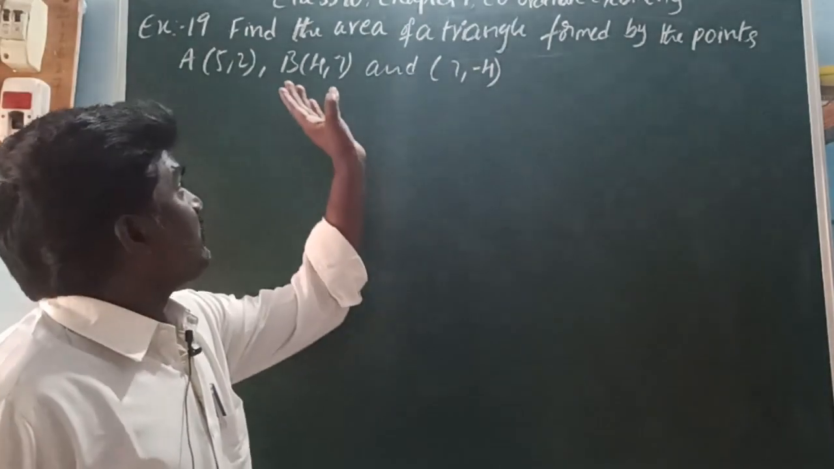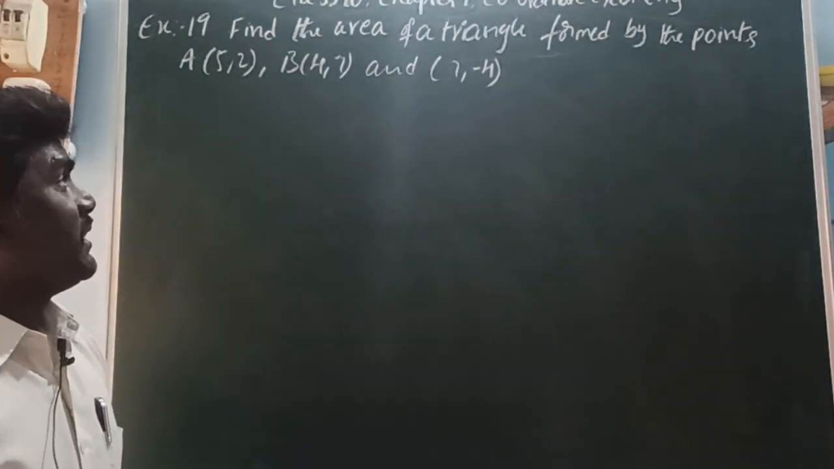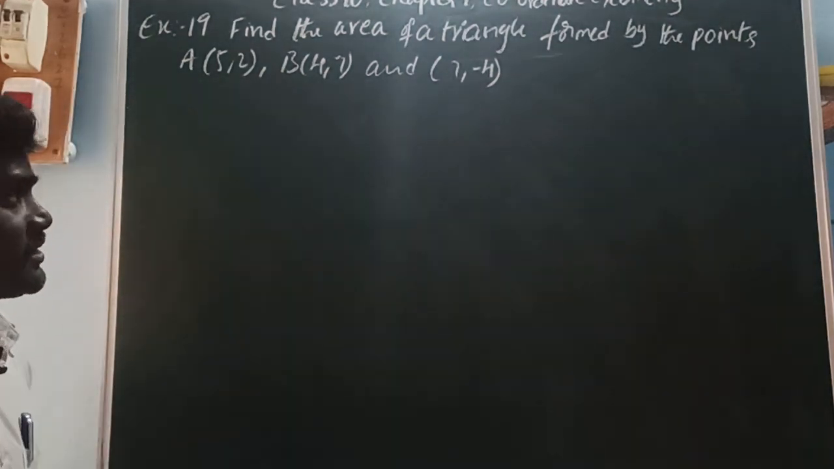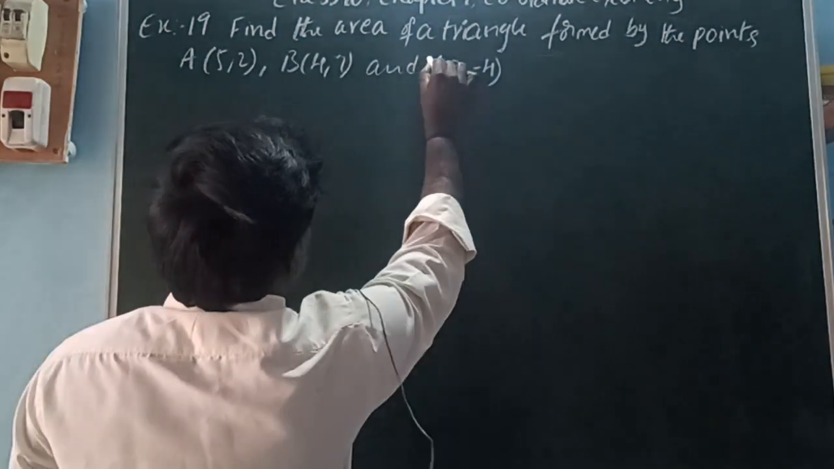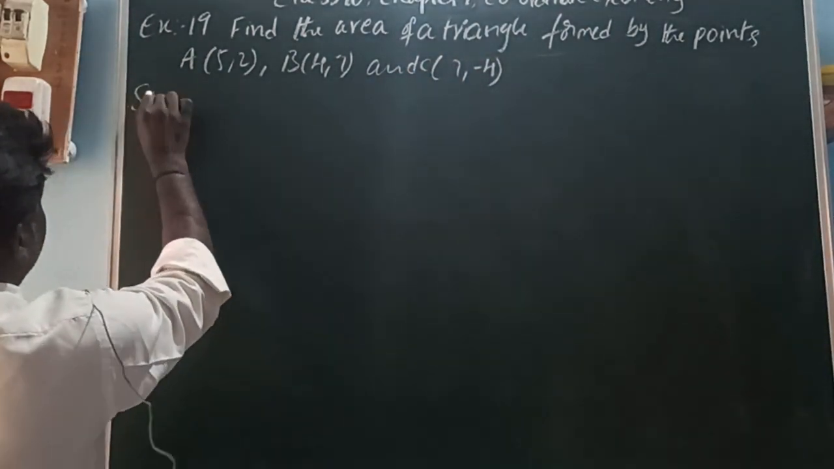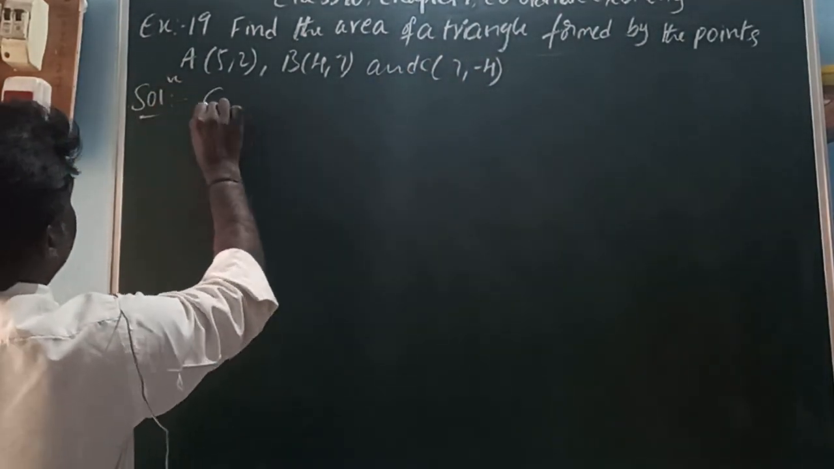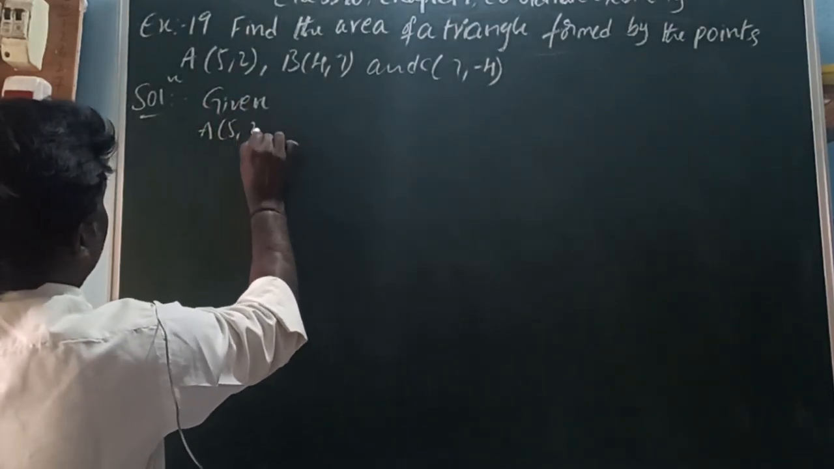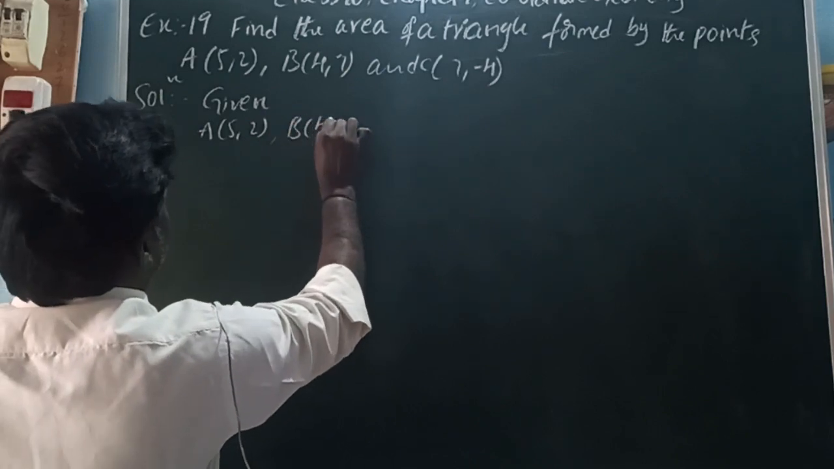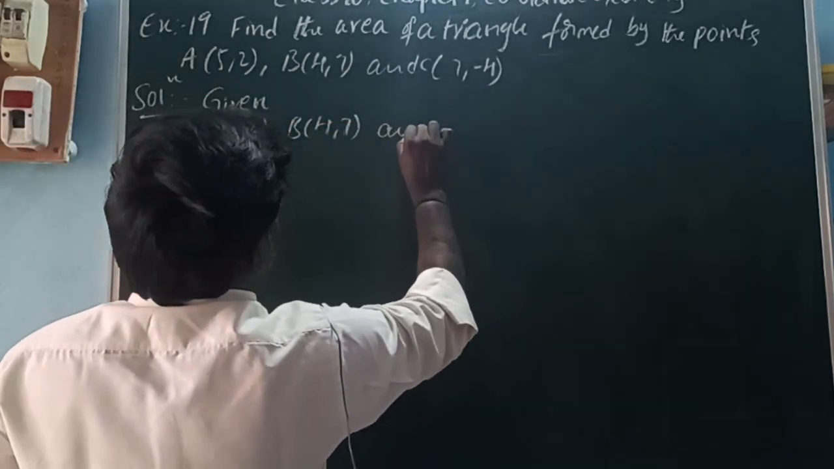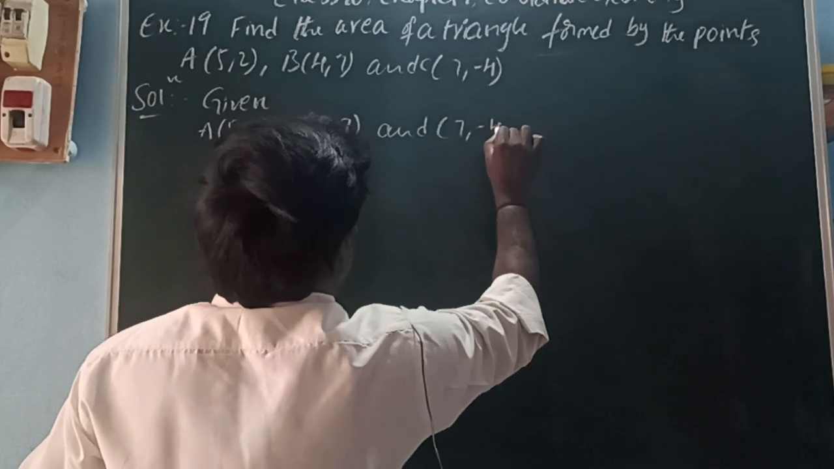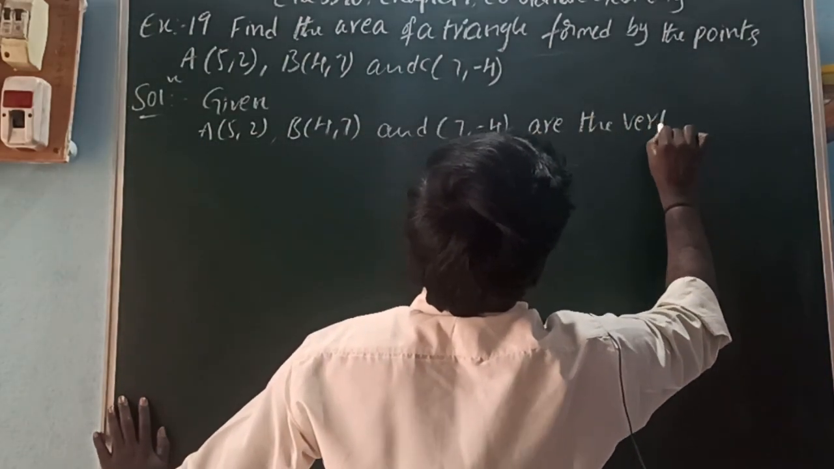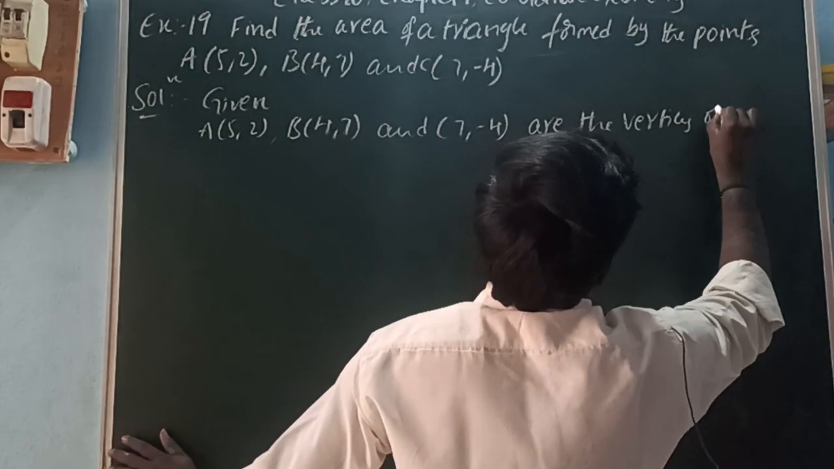Next, example 19. Find the area of the triangle formed by the points A (5, 2), B (4, 7) and C (7, -4). So here, given A (5, 2), B (4, 7) and C (7, -4) are the vertices of a triangle.